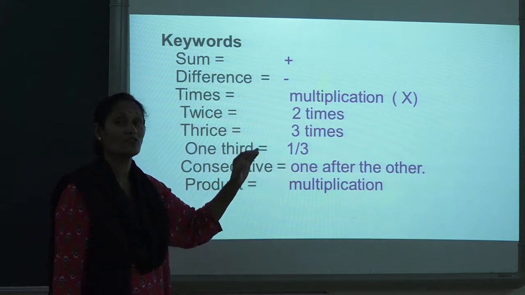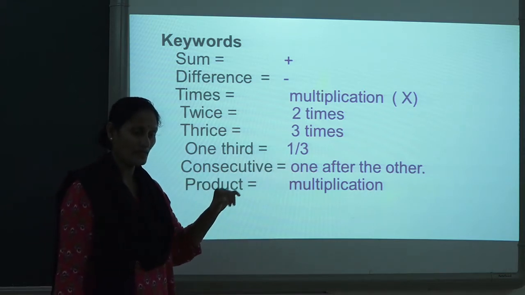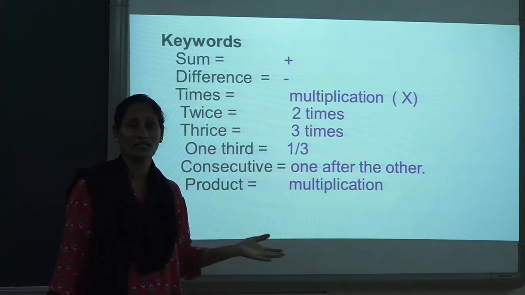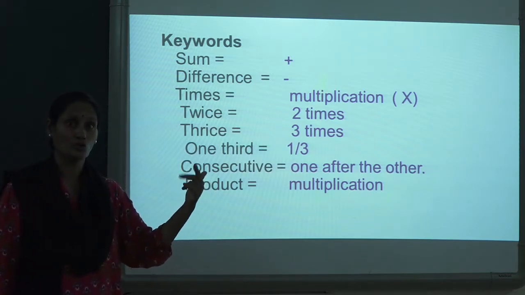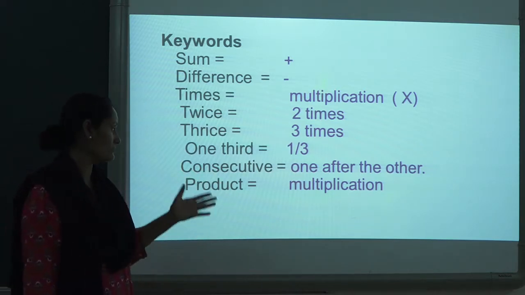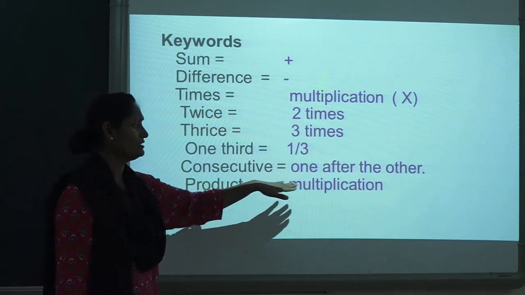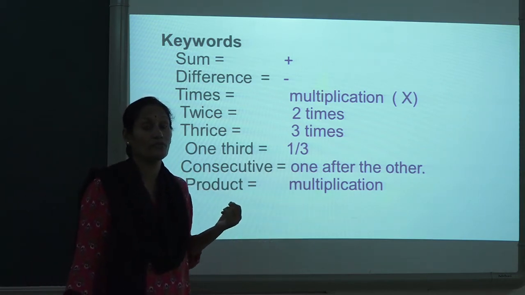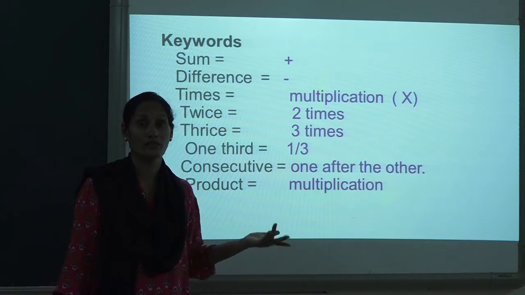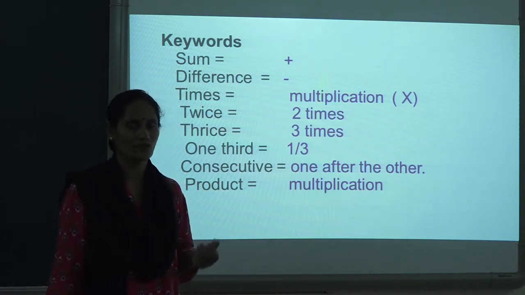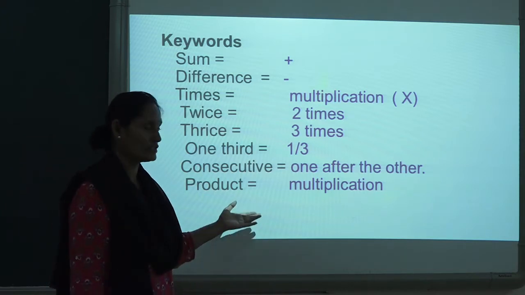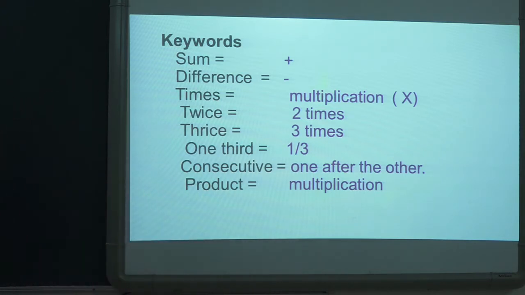Consecutive means the numbers which come one after the other. For example, the first 3 natural numbers: 1, 2, 3. Product means multiplication. So if it is asked what is the product of 6 and 7, what will you say? 6 into 7. So whatever is the answer, you know what is the next answer. So let's go with the next slide.